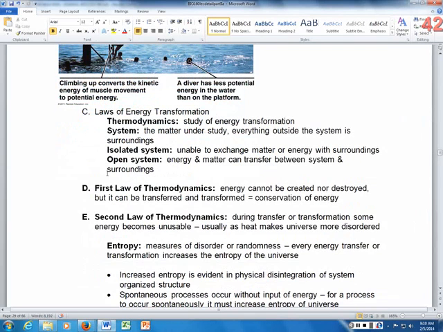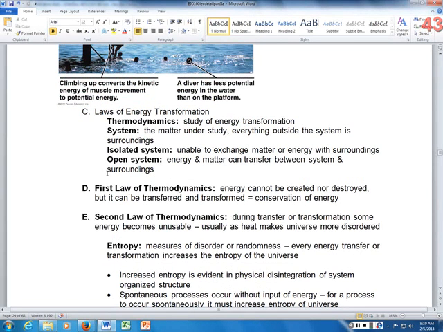So for the laws of energy transfer, thermodynamics is the study of energy transformation. With systems, it's the matter under study. Everything outside the system is its surroundings. So you can have an isolated system or an open system. An isolated system is unable to exchange matter or energy with the surroundings. It acts completely in isolation. With an open system, you're going to have energy and matter that interact with the surroundings around it.